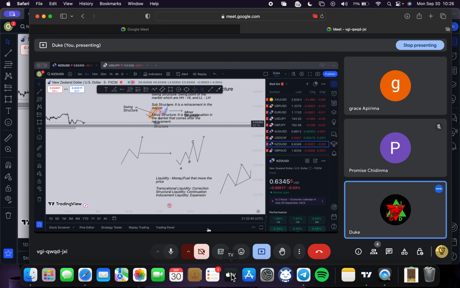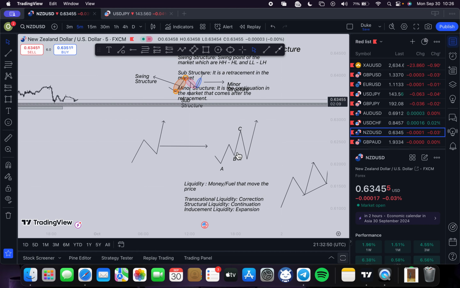So Chidima, now you understand the difference, right? Can you hear me, Chidima? Yeah, I do. Inside our swing structure, you can see the entire liquidity concept, especially these two: this inducement and this structural liquidity.